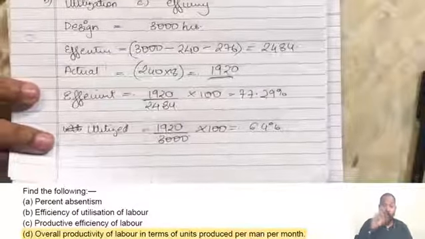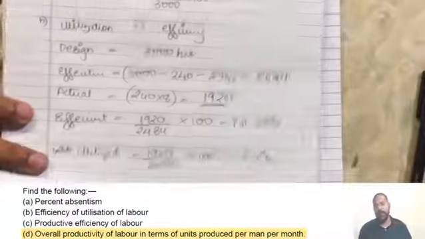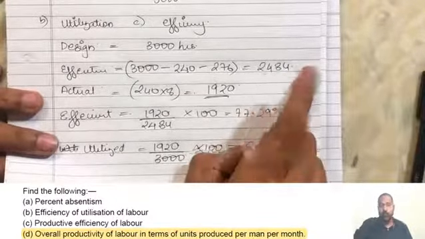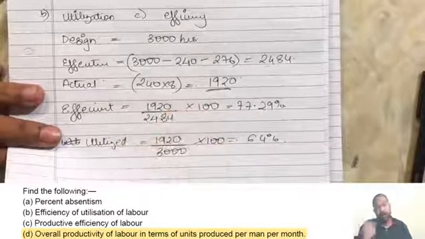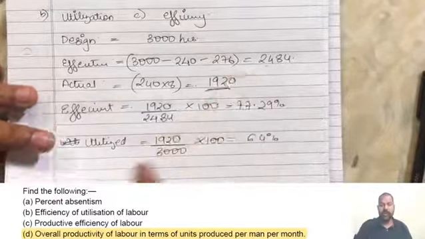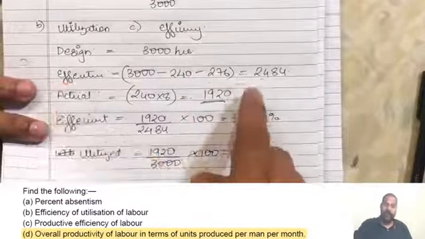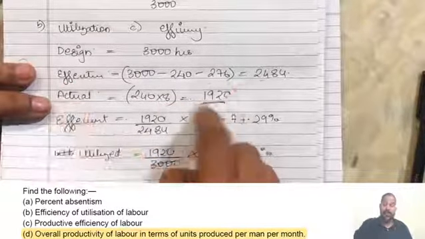Okay. 240 units is equivalent to 1920 hours, which is wrong. If I'm expecting 2484, at least give me, don't give me 3000, at least give me 2484. That also you are not giving. You are giving me 1920. So I have designed for 3000, my effective is 2484 and my actual is 1920.